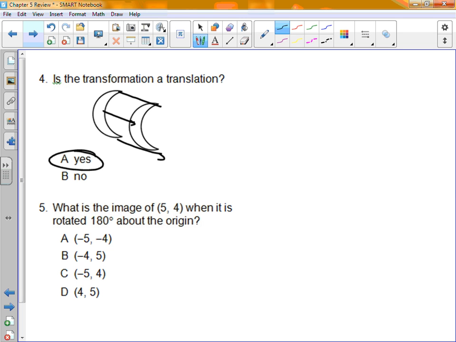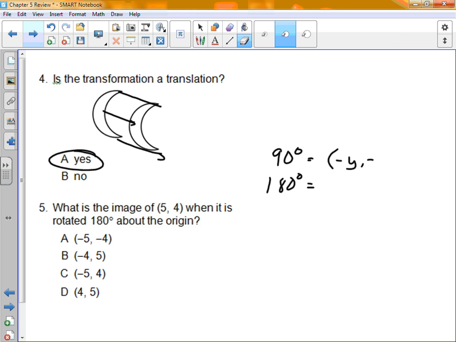It says, what is the image of (5, 4) when it is rotated 180 degrees about the origin? Remember, this is the one that we talked about, guys, 90 and 180. These really are the only two that I need to give you. If we know that a 90-degree rotation takes the y value and makes it x, and the x value stays the same but becomes the y, and a 180-degree rotation just puts it on the other side, that gives us all the other ones.